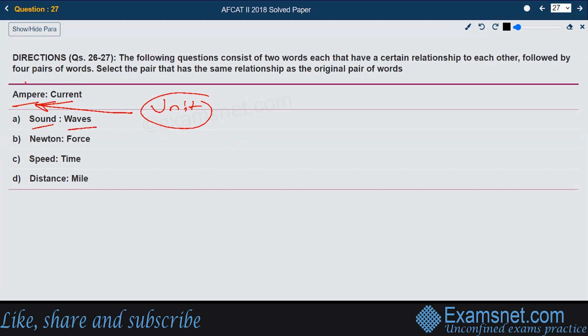Sound and waves, nothing out of them is a unit. Newton is to force. Yes, Newton is the unit of force. We measure force in terms of Newton. So this should be the right one. Otherwise, speed, time, distance, mile is not given in the right order. So the right answer becomes B, because Newton is the unit of force as ampere is the unit of current.